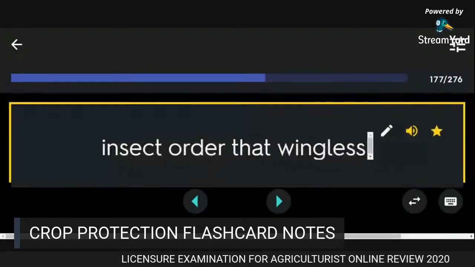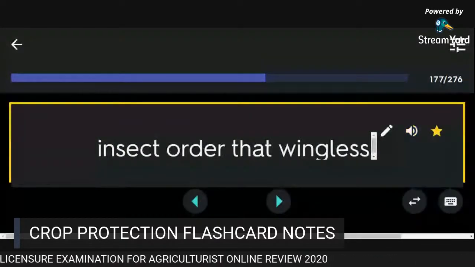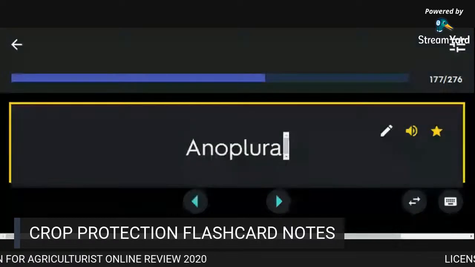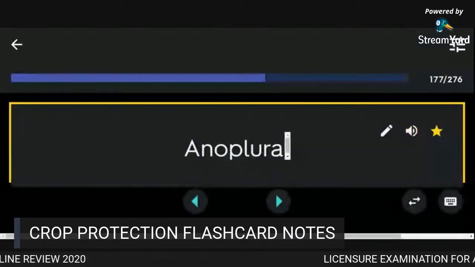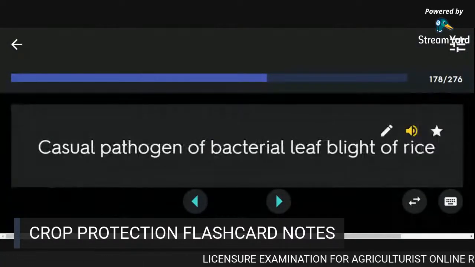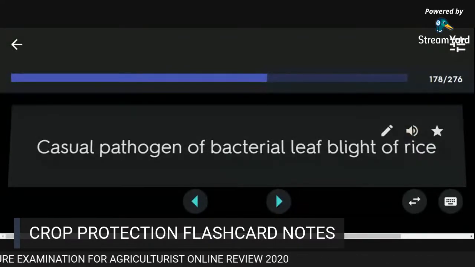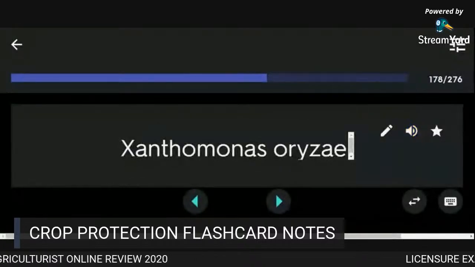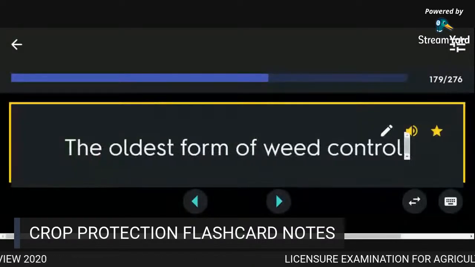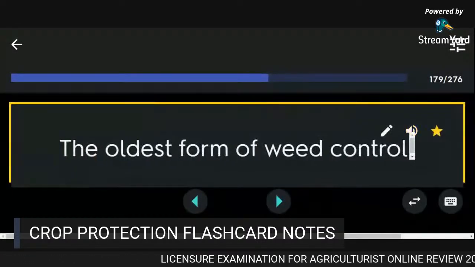Insect order that is wingless: Anoplura. Causal pathogen of bacterial leaf blight of rice: Xanthomonas oryzae. The oldest form of weed control: manual.